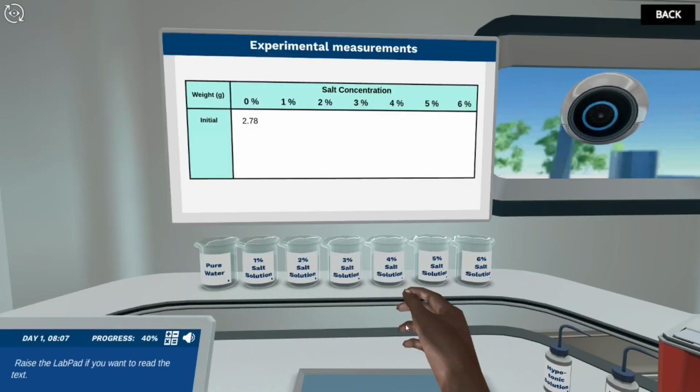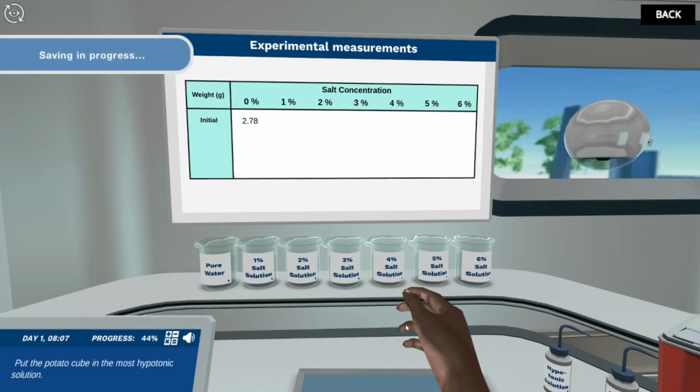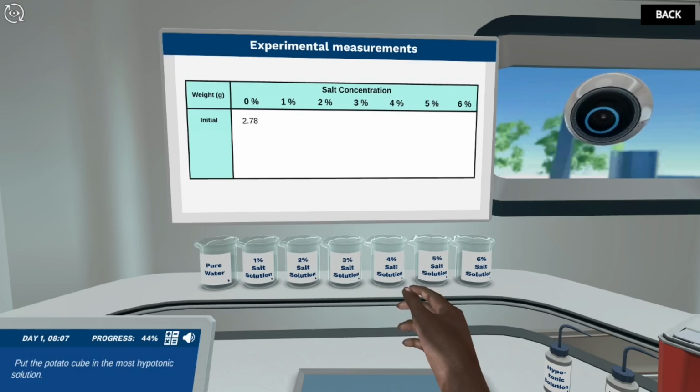Now let's set up an experiment to see what happens when we expose the potato to a hypotonic solution. Put the potato cube in the most hypotonic solution.